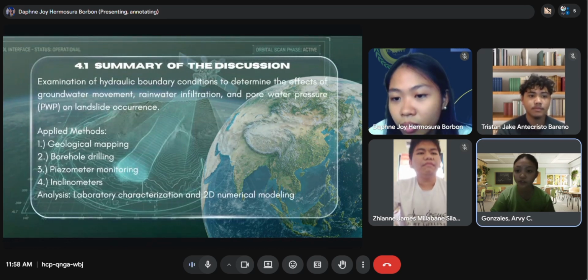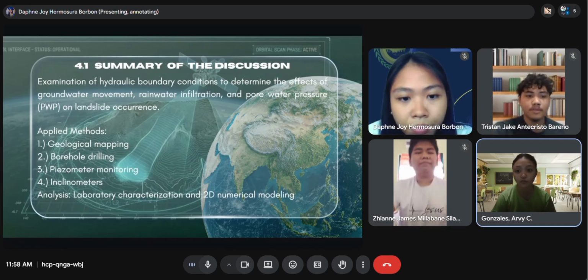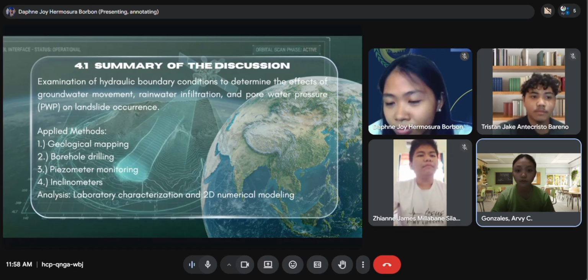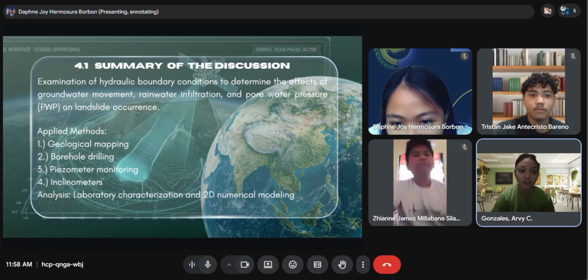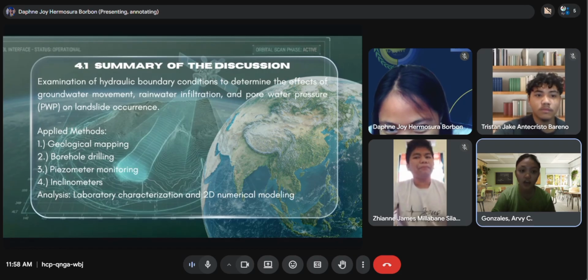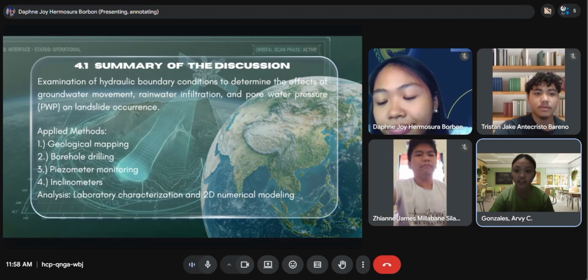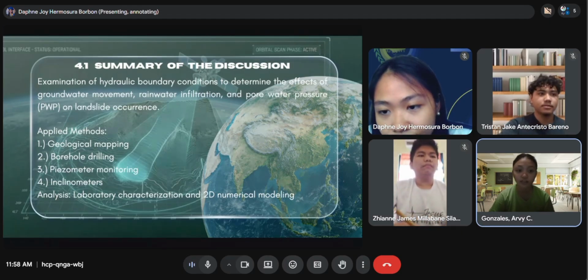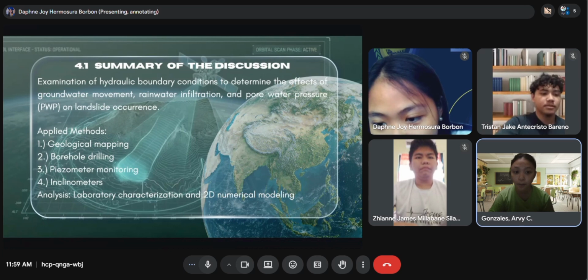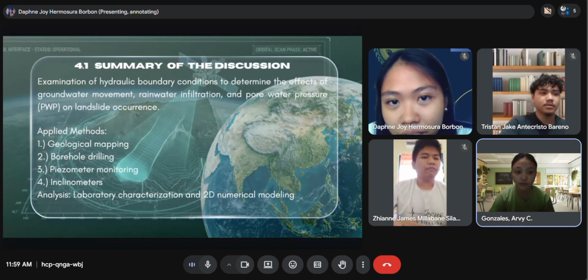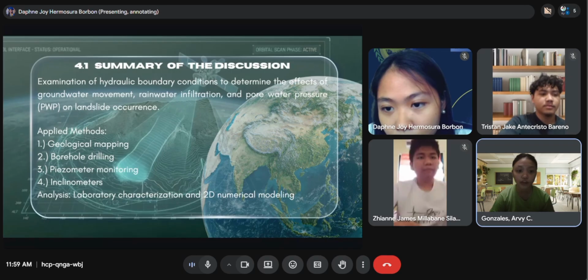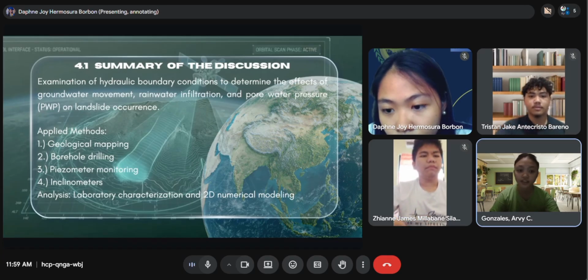Our summary of findings focuses on the examination of the hydraulic boundary conditions to determine the effects of groundwater movement, rainwater infiltration, and pore water pressure on landslide occurrence. It combines field methods like borehole drilling, piezometers and inclinometers with laboratory tests and numerical modeling. This research tracks how water alters the properties of clay soils. Next slide.